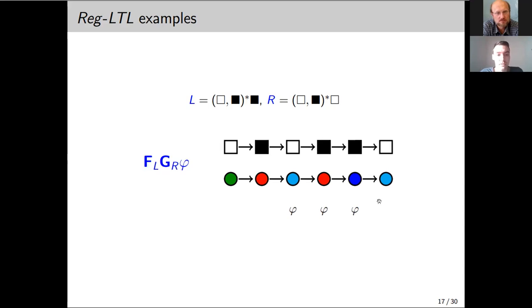Making it the other way around, the safety formula says that there will be a moment with a black box such that after it, each white box gives rise to a trace satisfying phi. On this picture, this part of the trace does not satisfy the formula because the last white box does not have any phi here. But since the traces are infinite, maybe we can come up with an extension of the trace which satisfies this formula. So we have this interaction between input and output.